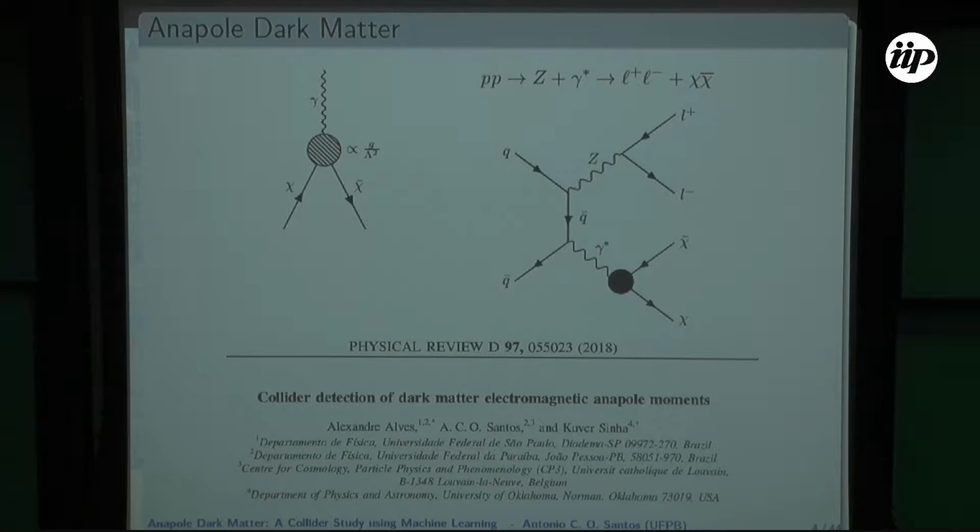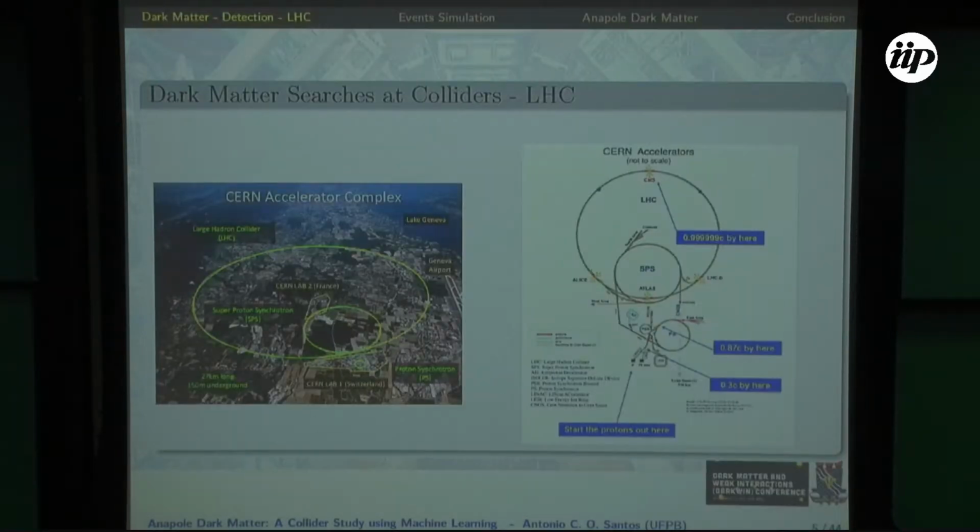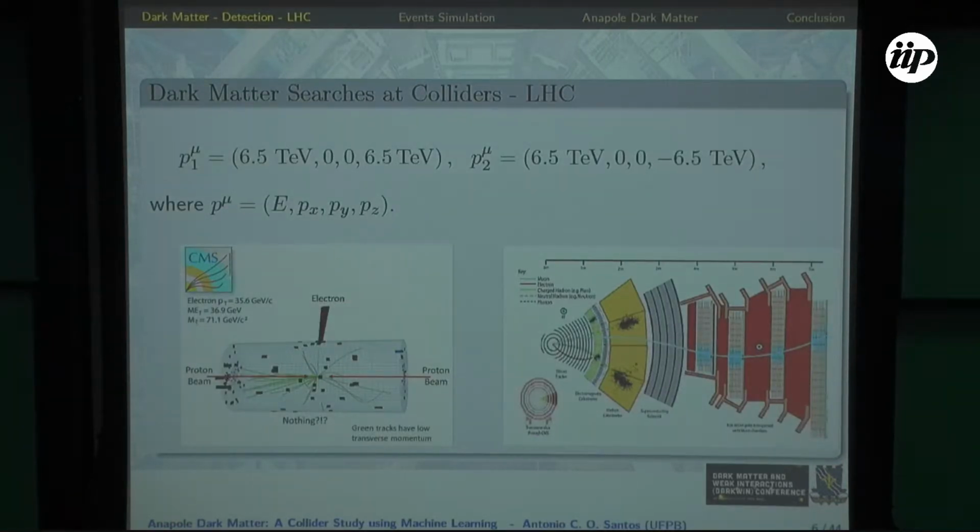Okay, just a brief introduction. This is our dark matter candidate, a Majorana fermion, that interacts with a photon through this interaction called Anapole. And we are going to analyze it at the LHC through a mono-Z channel, which decays into leptons. The LHC accelerates protons until their velocity is close to the velocity of light, and it generates very collimated beams in such a way that we can consider almost no momentum or energy in the transverse plane.